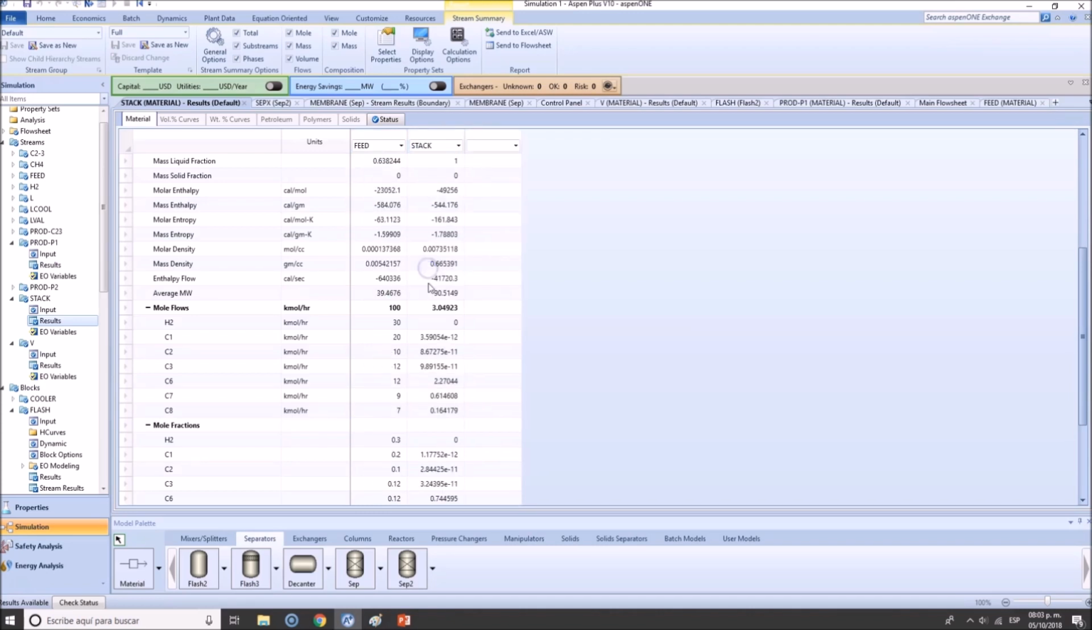And this is a stack. So out of 12 kilomoles, we are losing 2%. So actually, it's a little bit considerable. It's about 20%. So 20% is going away. We are losing 20% of our hexane.